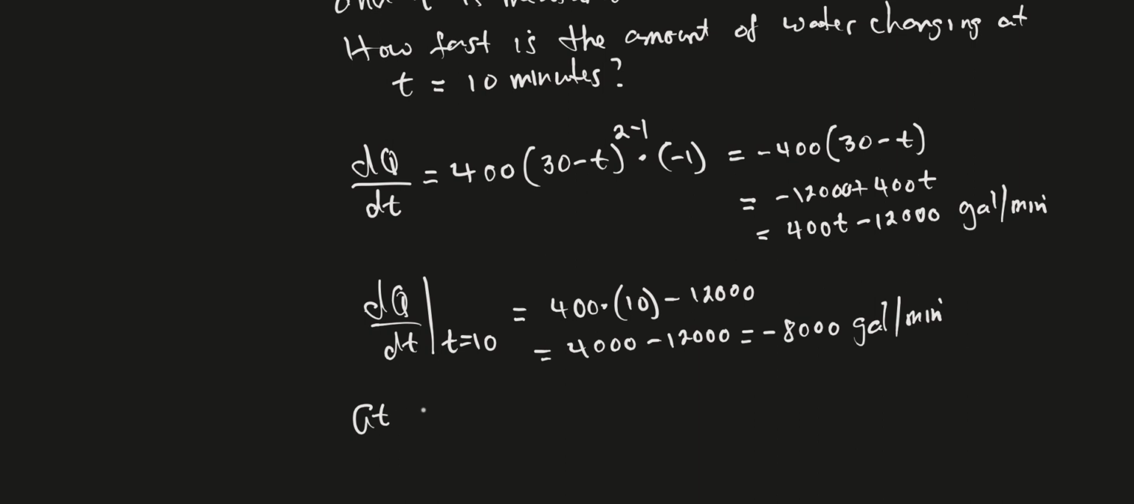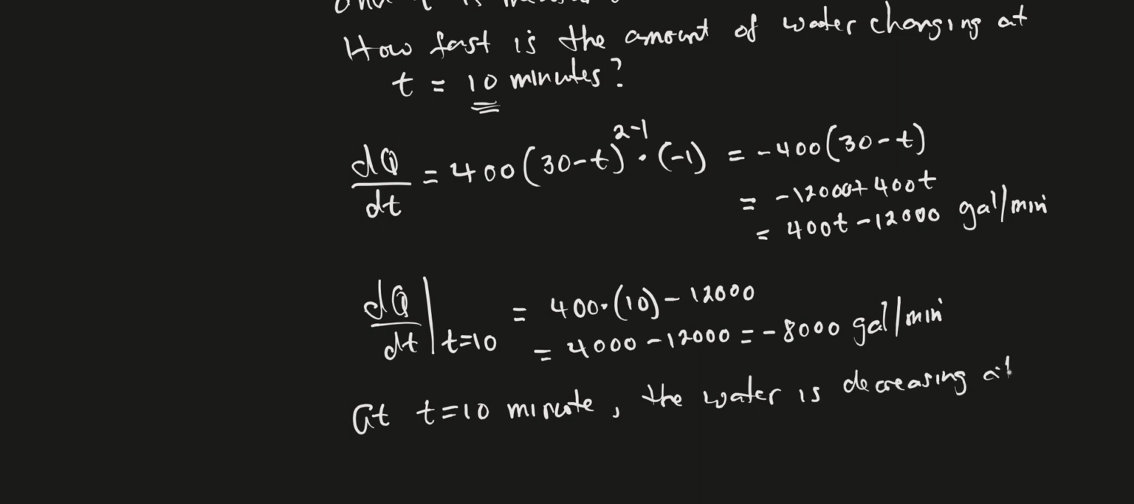So what this means is at t equals 10, that's our instant, so at t equals 10 minutes, the amount of water is decreasing, because of that negative rate, at a rate of 8,000 gallons per minute. We wouldn't say that it's decreasing at a negative rate. No, it's decreasing at this rate. The negative sign is interpreted as a decrease, and then it's decreasing at this rate.